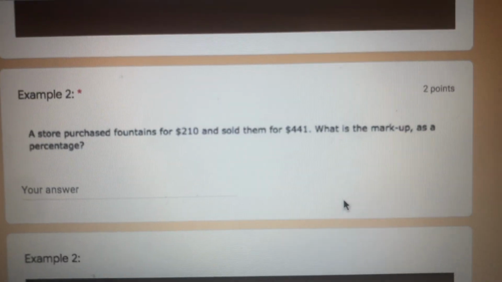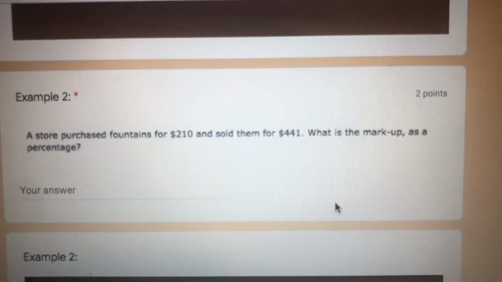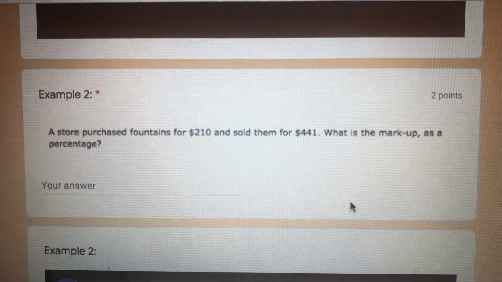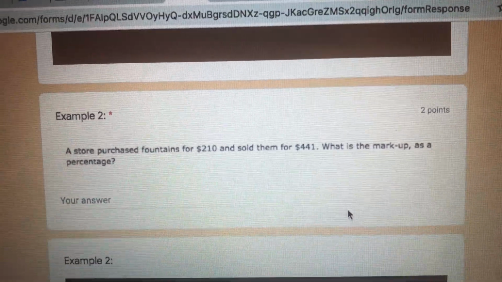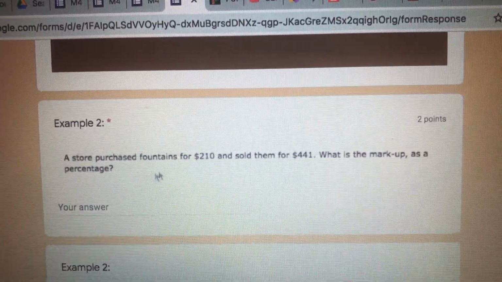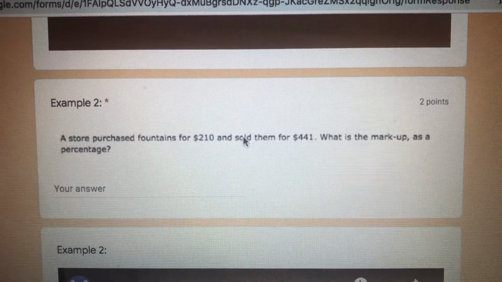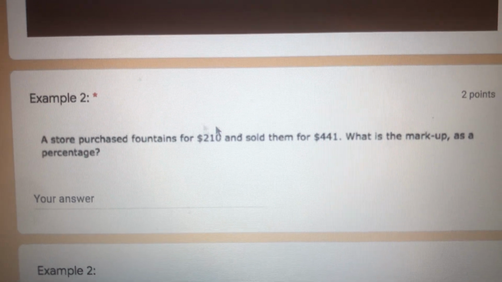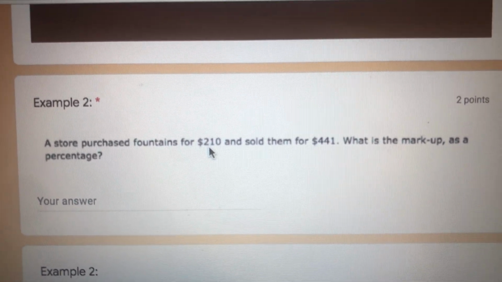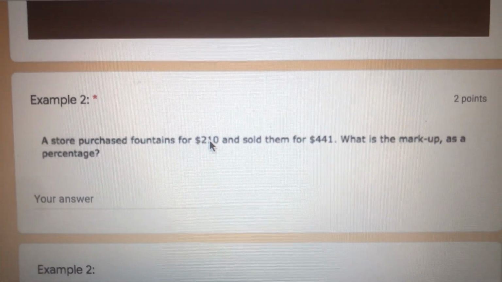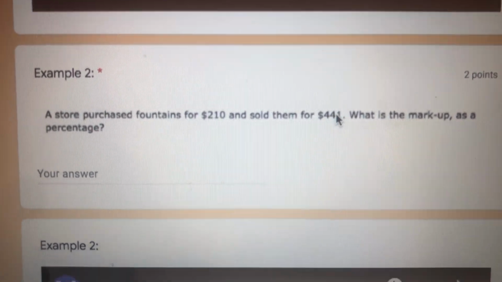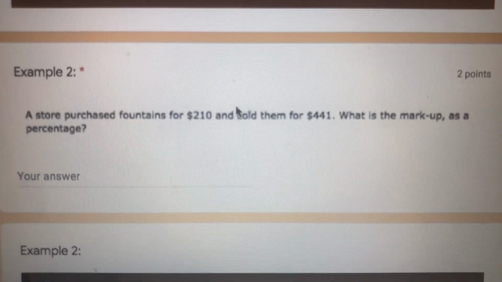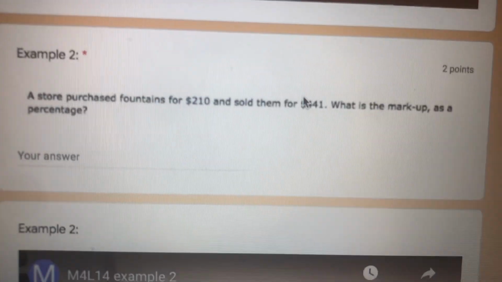So for example 2, it says a store purchased fountains for $210 and then sold them for $441. What is the markup as a percentage? Now this is going to be a big markup, because if you notice already that 441 is more than double 210, right? Double 210 would be 420. And so this is actually going to be a pretty big percentage, and you should already be aware of that when you're looking at these two numbers.